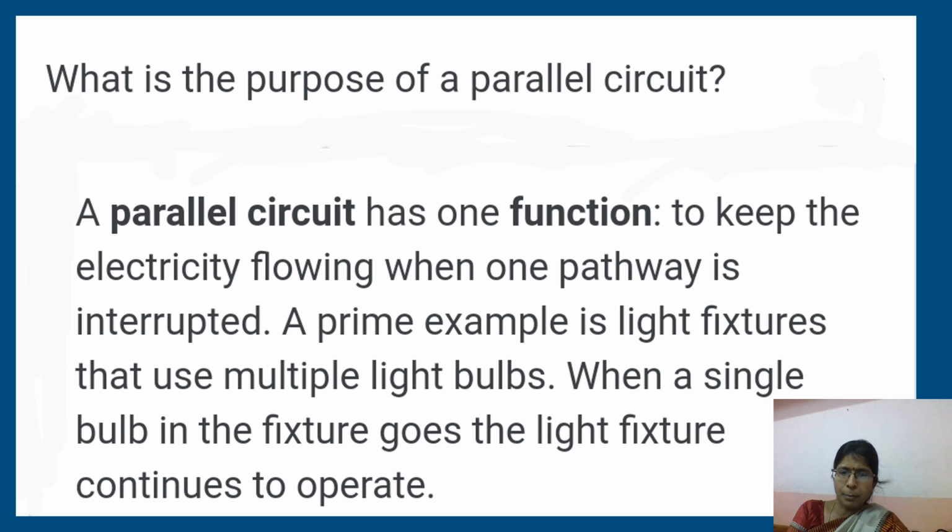A prime example is light fixtures that use multiple light bulbs. When a single bulb in the fixture goes, the light fixture continues to operate. So when we are using multiple light bulbs, though one of them blows, the other lights continue to glow. So this is the advantage of the parallel circuit.